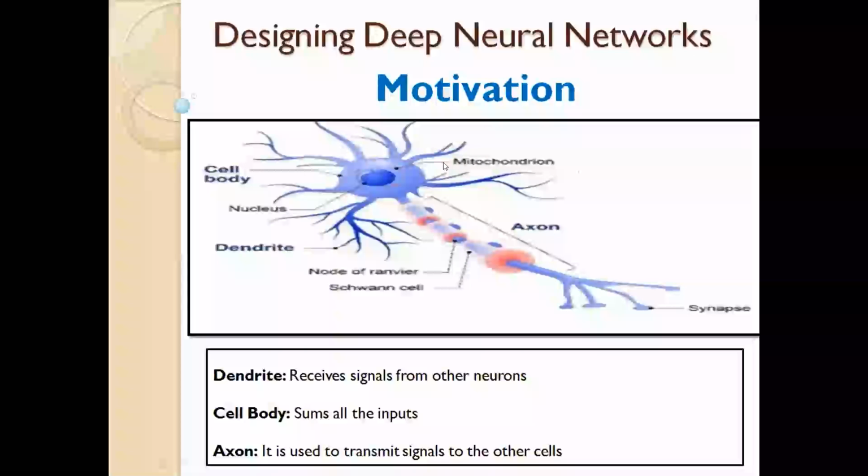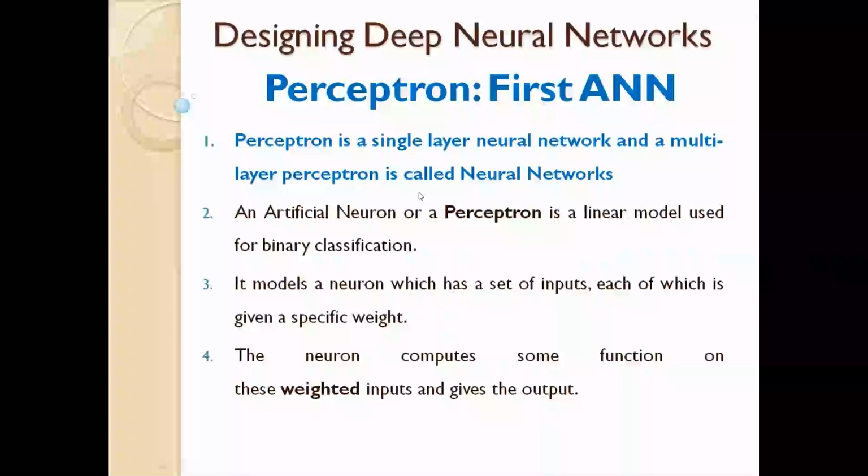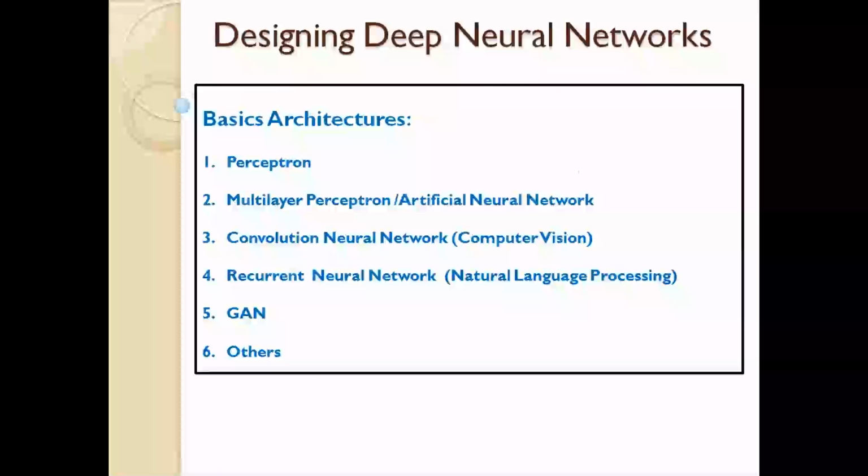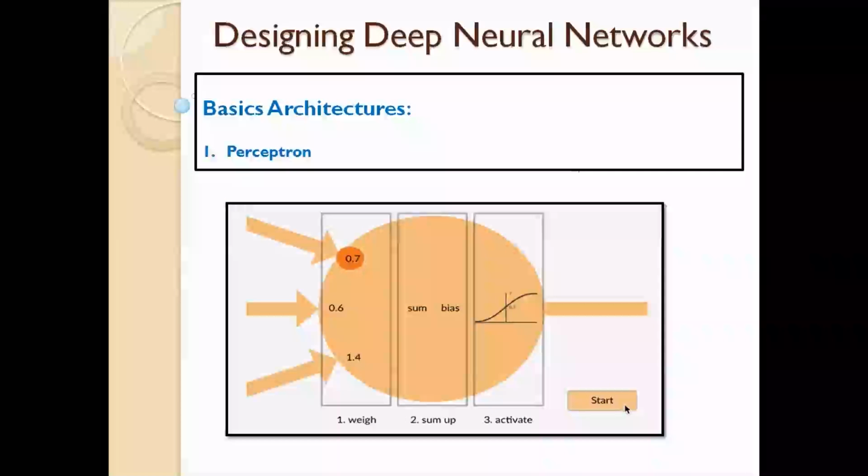So by taking inspiration from the biological neuron, scientists have made the first artificial neural network in the world, which is called the perceptron. The perceptron's working is very similar to a biological neuron. One perceptron is considered as one biological neuron.